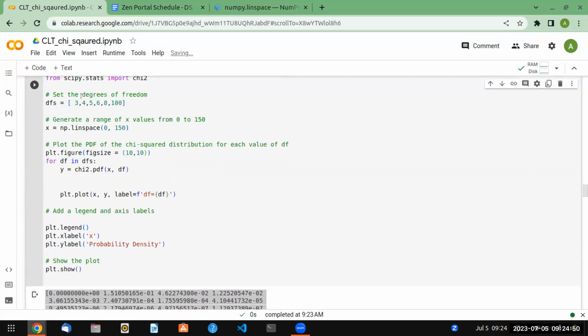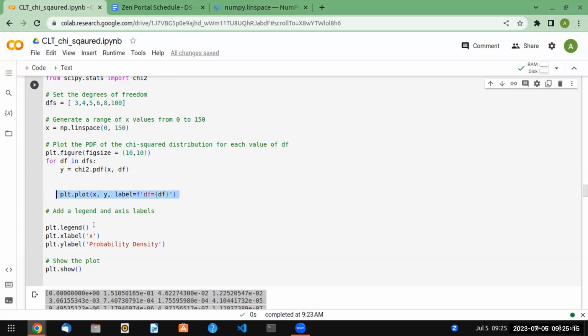So for every degree of freedom, you will generate 50 Ys. The X will be the same, right? And I'm going to plot it here in X and Y. Now X 50 points, Y 50 points, and the degree of freedom is 3. In the next iteration, the degree of freedom will be 4. The same thing will be calculated again, and I'm going to plot it.